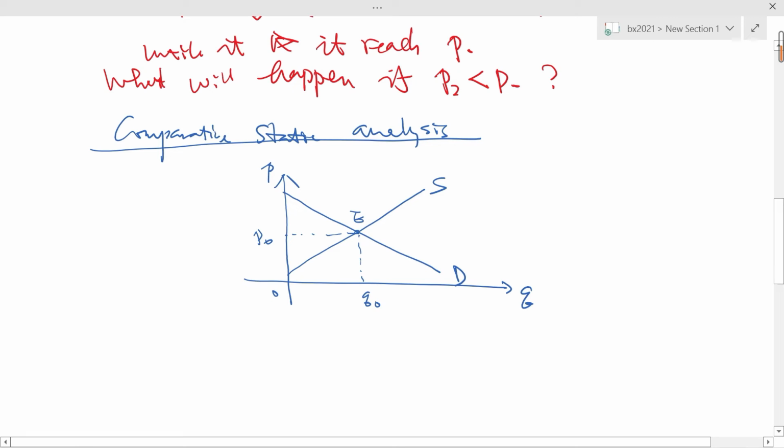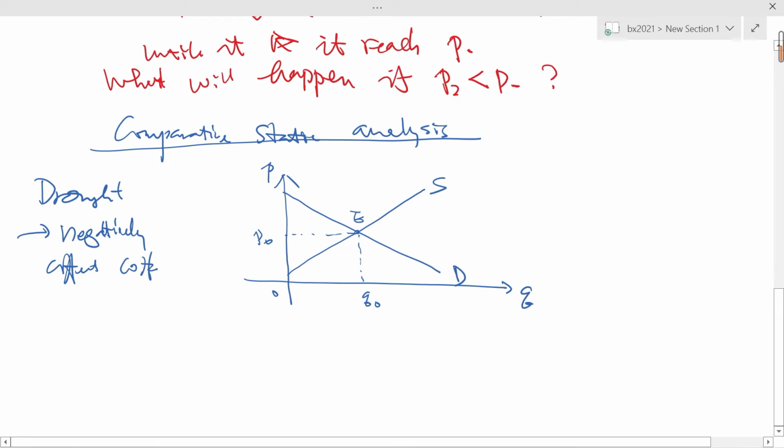Okay, so now let's say, suppose there's a drought in Brazil. Presumably Brazil is the country who supplies the coffee beans. Okay, so there's a drought, which negatively affects the coffee bean production. So that's the shock to the market.